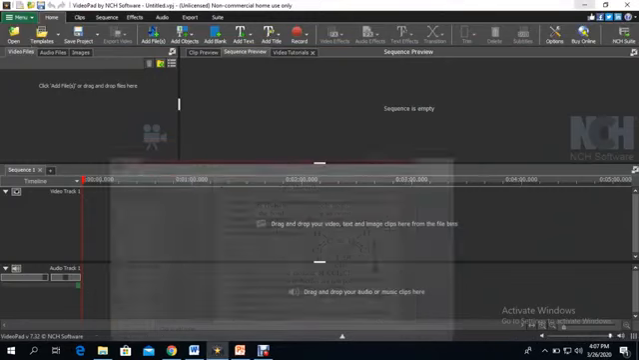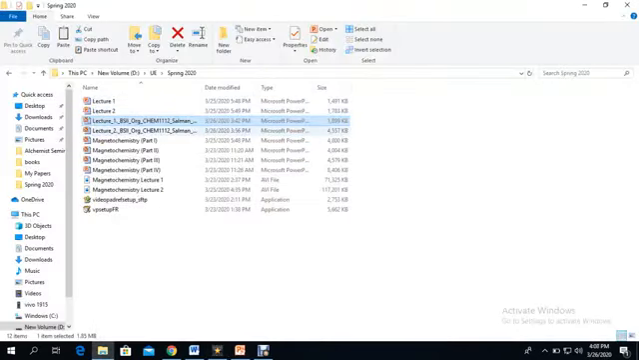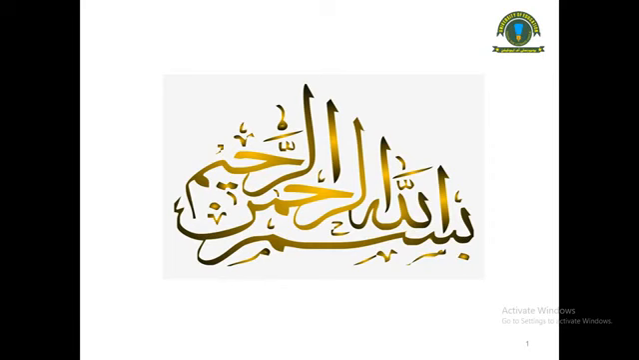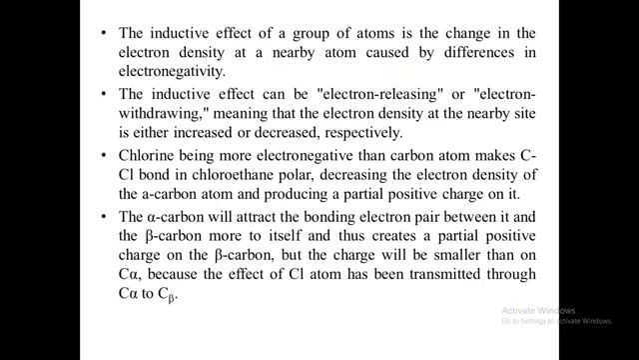Now I am going to switch to the second topic of the day, which is the inductive effect. What is the inductive effect? As you know, the word induced means something produced forcefully. It is not the actual effect of that atom or bond. It is the effect produced by some neighboring group or neighboring atom.